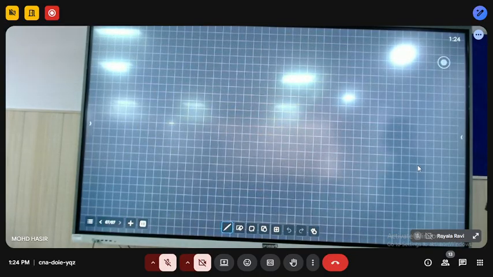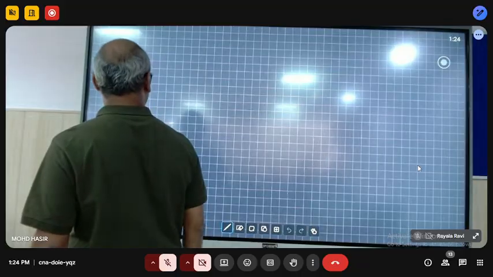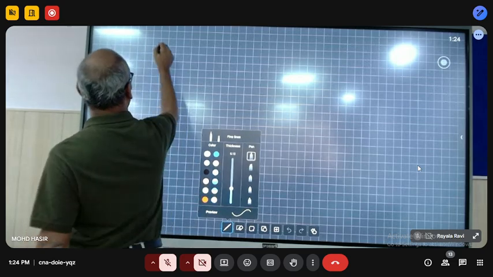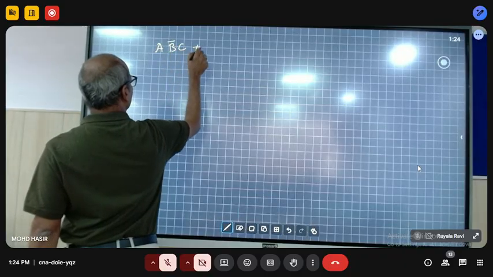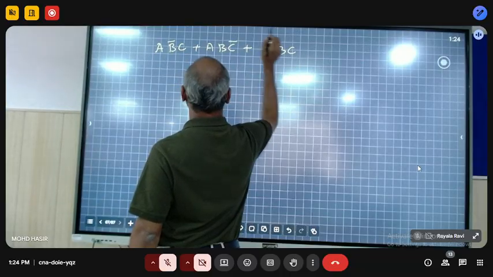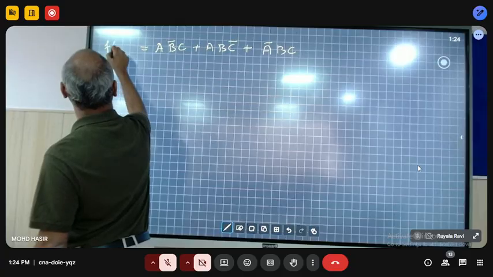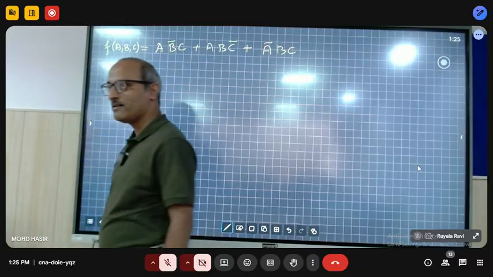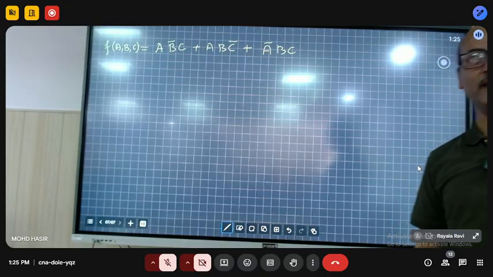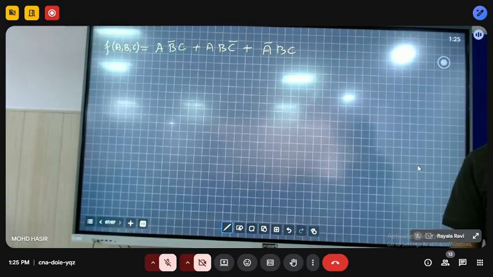Now next. Suppose we want to do some function. Maybe we could change this. A B bar C plus A B C bar plus A bar B C. Maybe this is the function given to me. If you look at this function, there are two different polarities for each literal. A is available in true and complemented format. Same is the case with B and C. So both polarities are available.